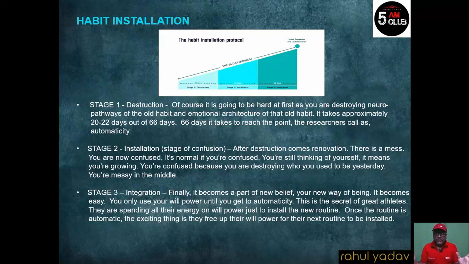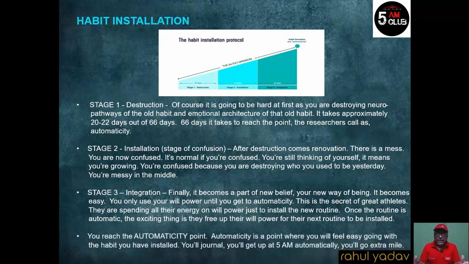They bring all their energy to one point to install that habit, and once they have installed the habit, they are free. Once the routine is automatic, the exciting thing is they have freed up their willpower for the next routine to be installed. This is what legendary athletes and legendary people use to install their habits. They bring all their power just to install that habit, and once the habit is installed, they are free from that thing.